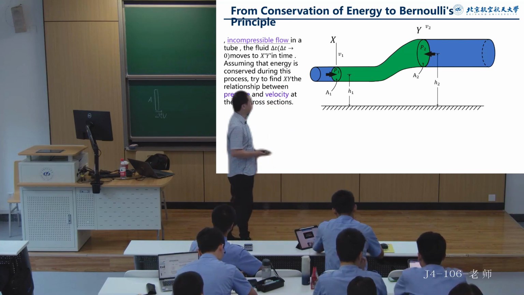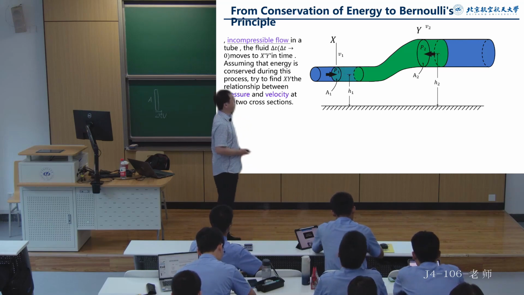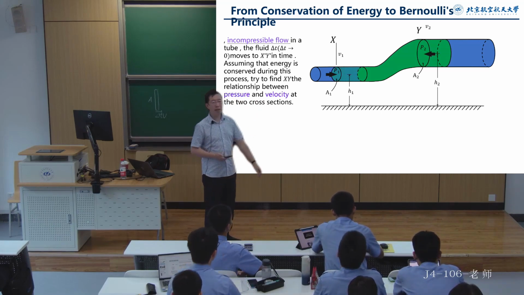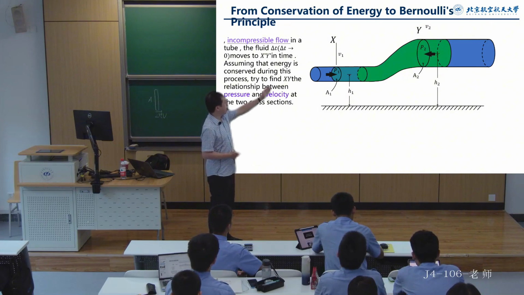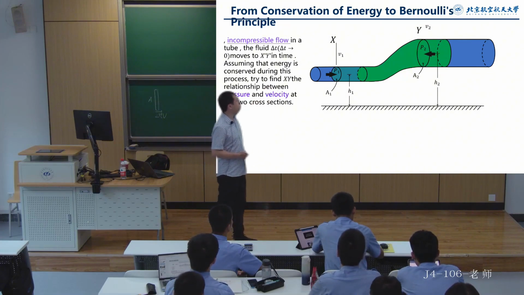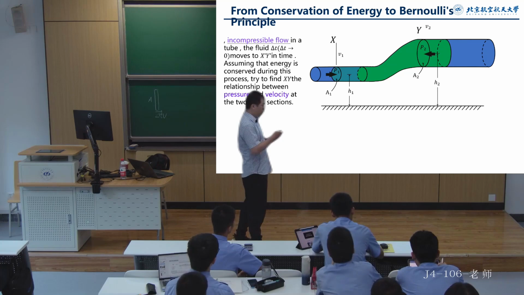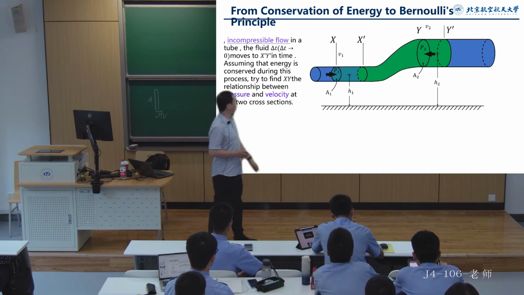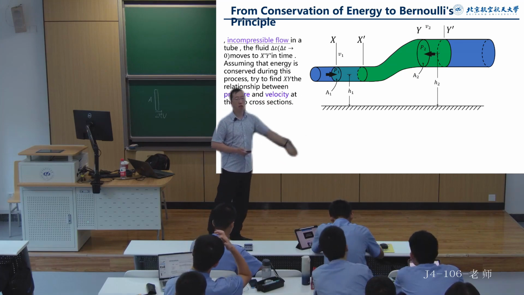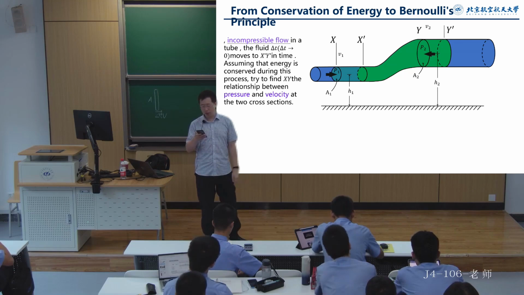Let's simply illustrate it. And this is the situation. The original section at X has moved to the section at X1 prime. The Y section has moved to the section at Y1 prime. So, in this case, we want to find the relationship between the pressure and speed at these two sections.